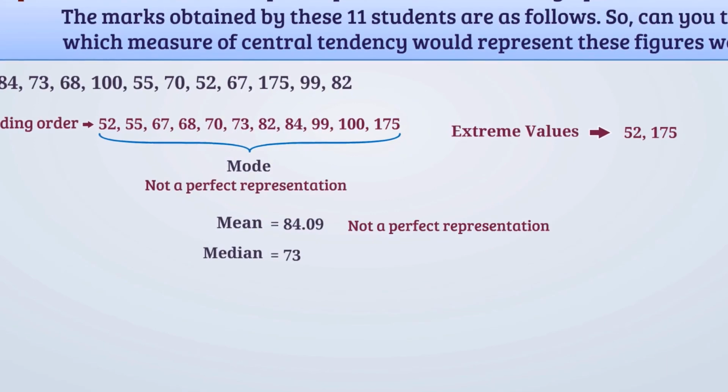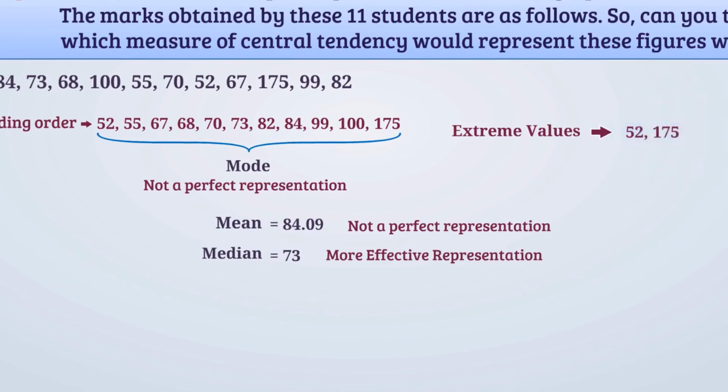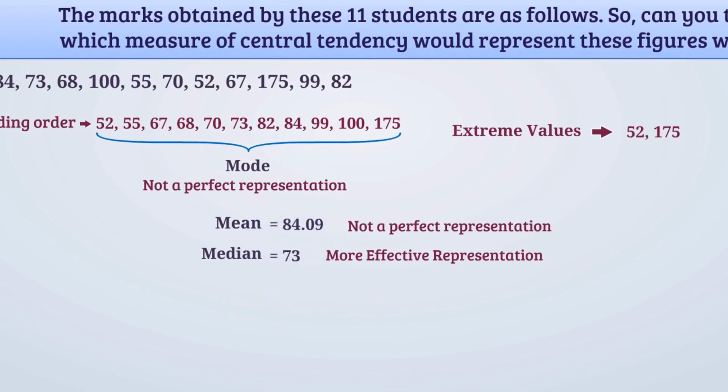Now, if we talk about the median, the value of the median is 73. Here, the number 73 is more effectively representing the marks obtained by the students, and the extreme value of 175 is not having much effect. Hence, the median 73 is the best representation of this group.